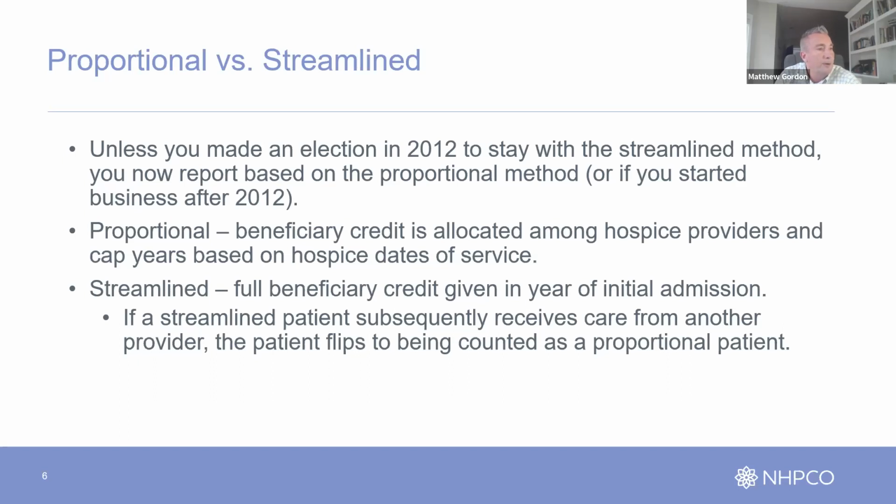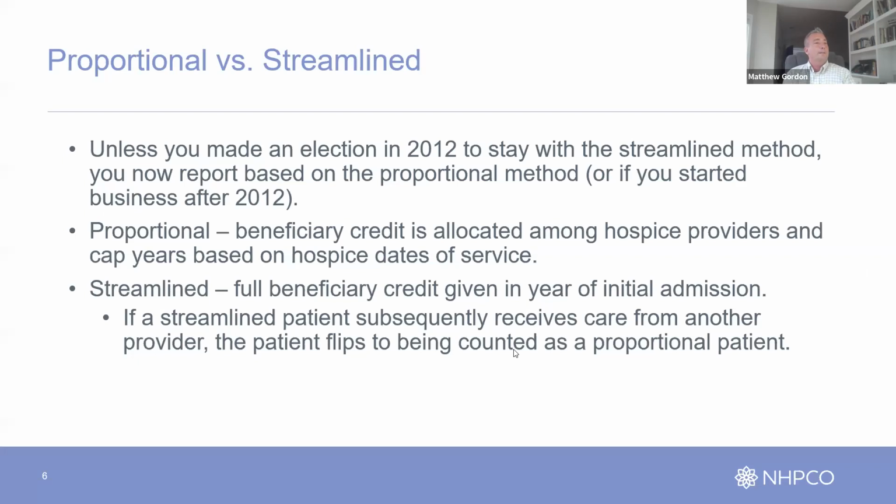Now, this credit is not only allocated across CAP years, but it's allocated across hospice providers. If you have patients that either have been with another provider or will be if you live discharge them eventually, and then they go on subsequently to another provider, you then split that credit with the other hospice. Again, allocated based on days of service. So that's obviously not an optimal situation, but it does happen.